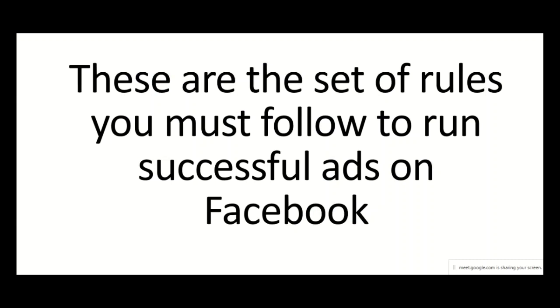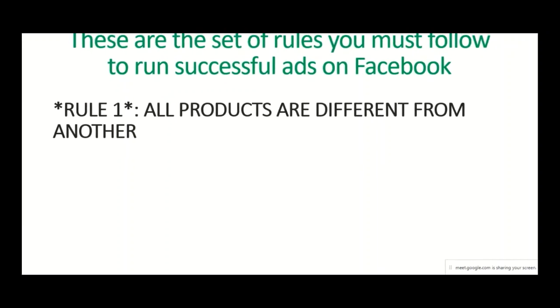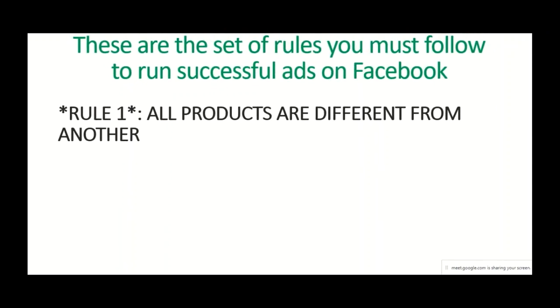These are the set of rules you must follow to run successful Facebook ads. The number one rule is that all products are different from one another. You need to understand your products and how they work. Is it something that is in demand? Is it something that is not in demand? Is it for rich people, for an average set of people, or for the lower class? Understand your product and how it works before you start running your ad.